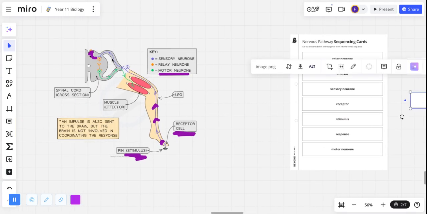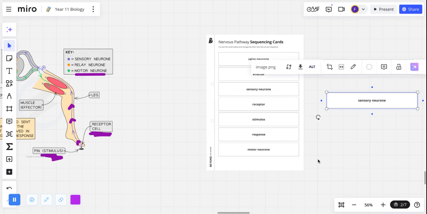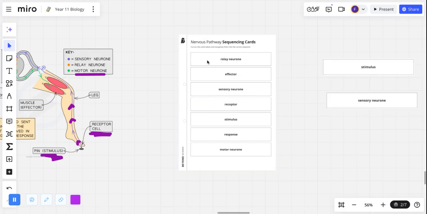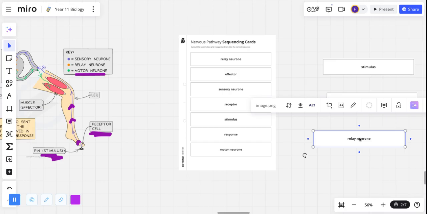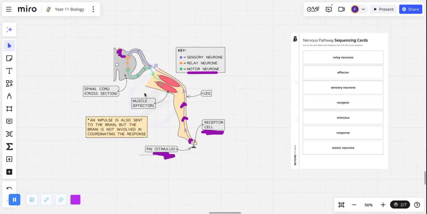The sensory neuron goes all the way up your leg into your spine. Your spine is the central nervous system. There are two parts to your central nervous system, your brain and your spine. So it goes into your spinal cord and into this relay neuron. So that'll be my next step. Relay neuron. It's right there at the top. So I'm going to take that, I'm going to take an image, and I'm just going to drop it underneath there. Relay neuron.